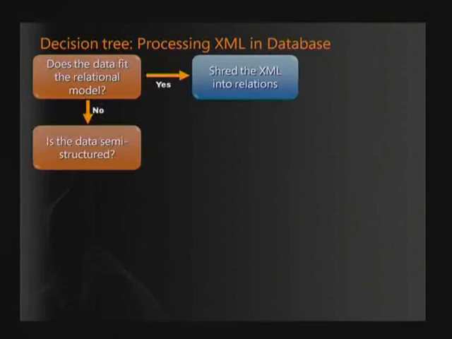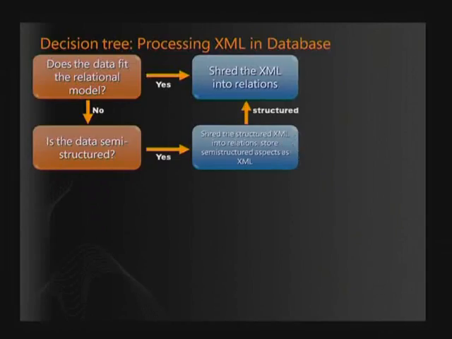If the data does not completely fit the relational model, the next question we should ask ourselves is: is the data semi-structured? Meaning, is it still data? I don't care about order. There is no mixed content, but it has lots of ragged properties that are sticking out on the side. If that's the case, then we should probably store the structured aspects of it, the properties that are common to all the instances, relationally, and keep the properties that are specific for an instance, the really semi-structured aspect of the data, and store that in XML form.